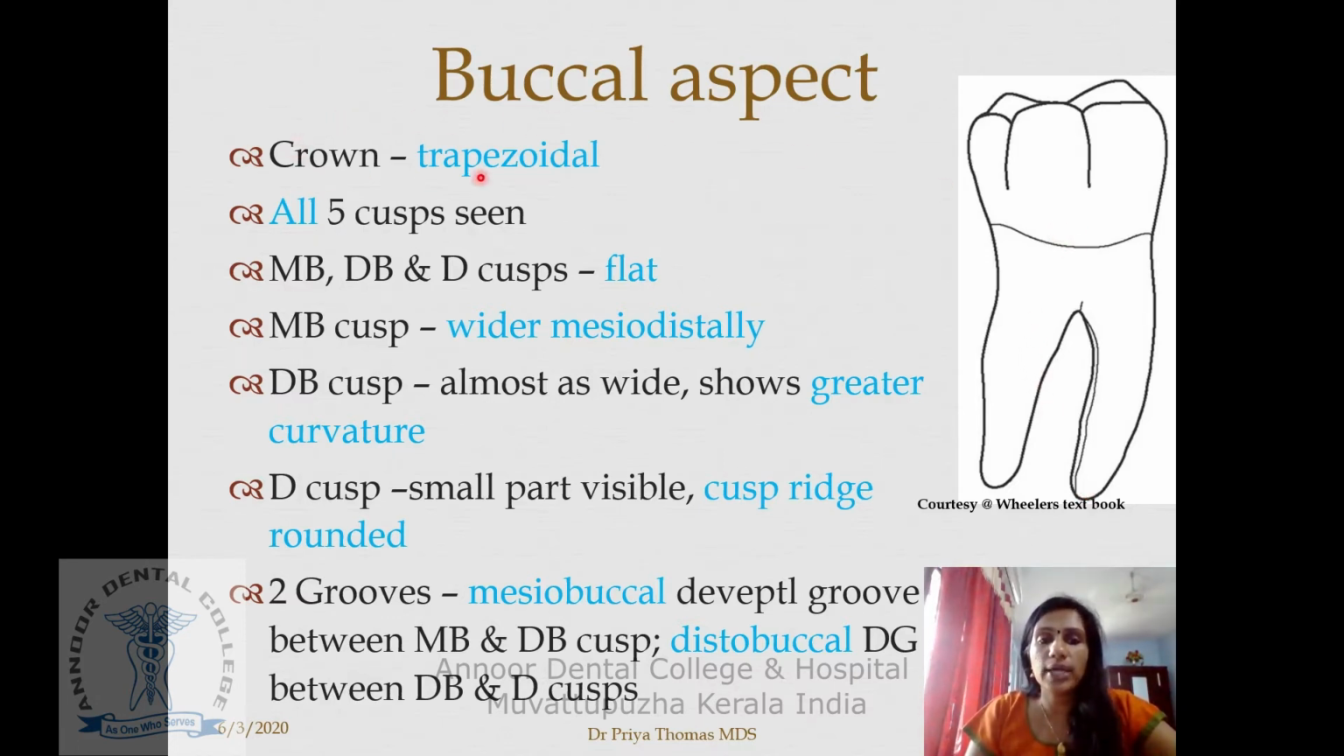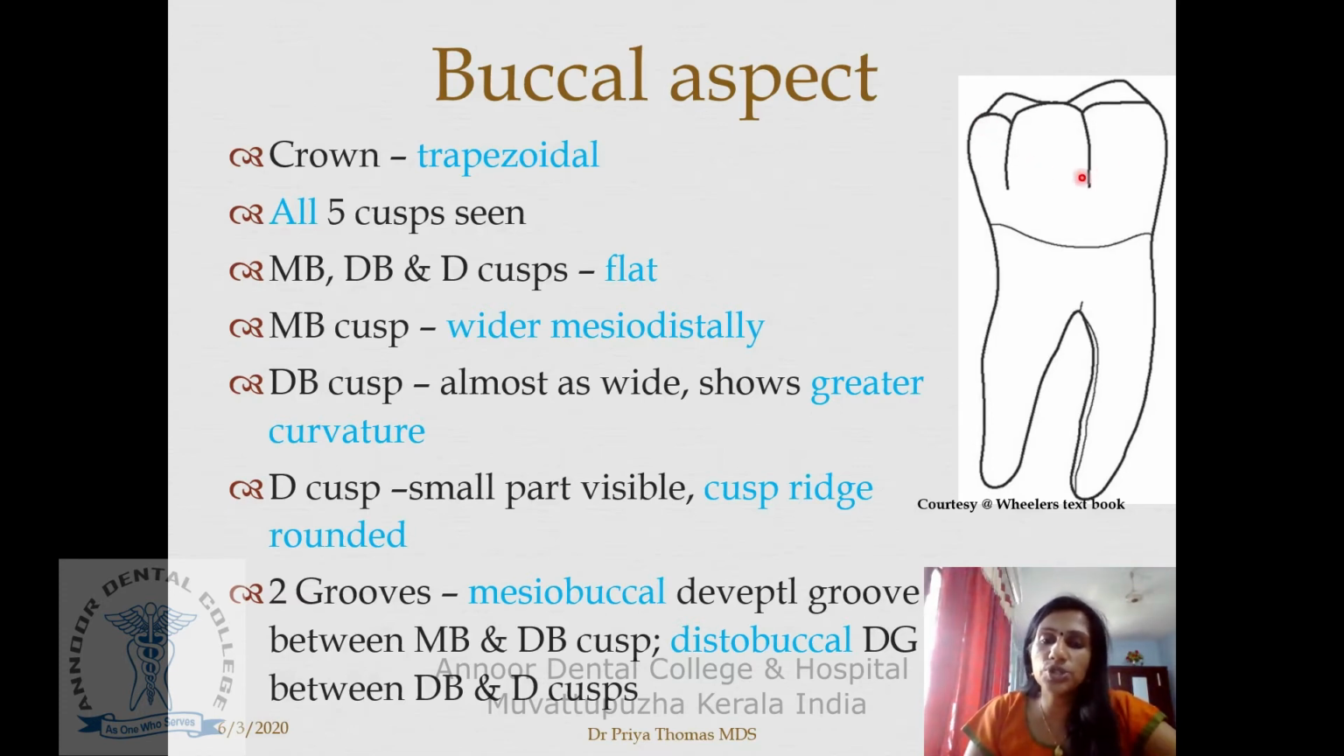Now, if you look at the shape of the crown, it is trapezoidal. And from this surface, how many cusps can you see? You can see 5 cusps. You can see 3 cusps on the buccal aspect and also some portion of your lingual cusp. So basically all 5 cusps are seen from your buccal aspect.